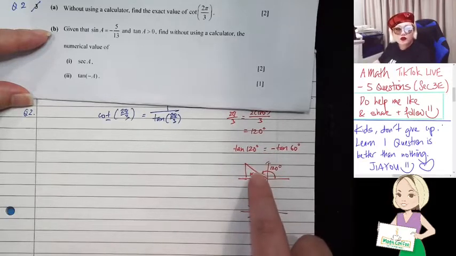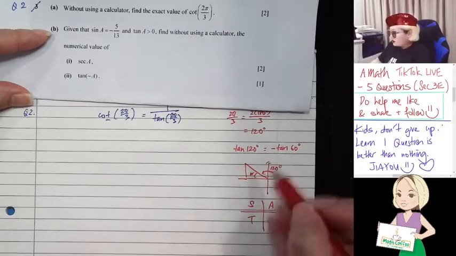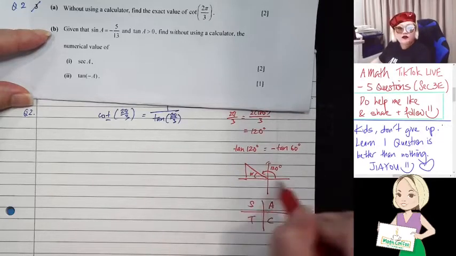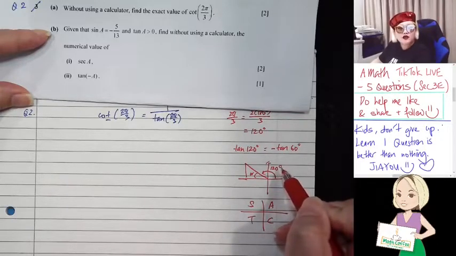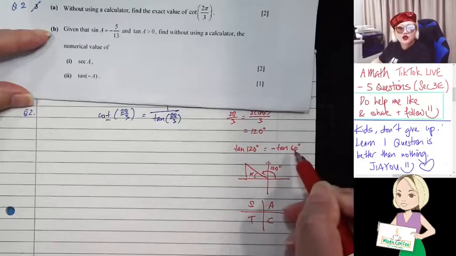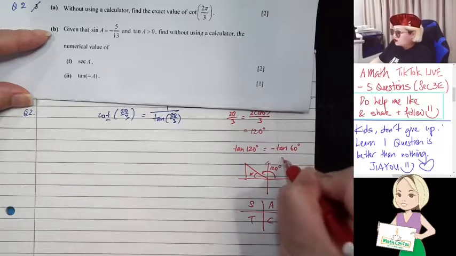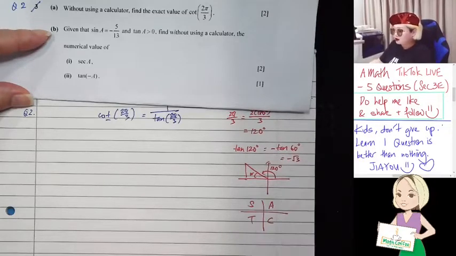120 goes to the second quadrant. I want to know what's the basic angle, so we draw the triangle. Basic angle is always the angle that it makes with the x-axis. So 180 degree minus 120, I get 60. So I know my basic angle is 60, and 60 degree is a special angle. So we know it is equal to minus square root 3.